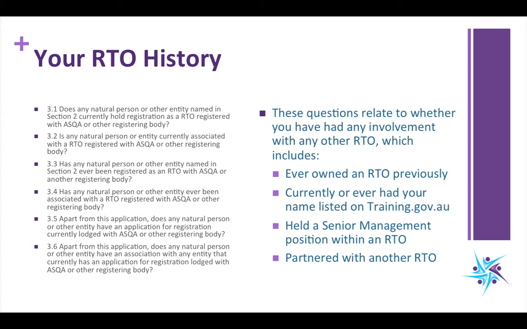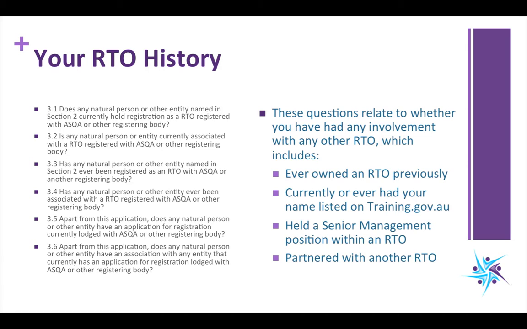Okay, as I stated, with 3, this section is your history, and it's basically your RTO history. All of these questions that we're going to be answering are related to your involvement with any other RTO. It could be that you owned an RTO previously, you're currently a director of an RTO somewhere, you currently have or have ever been listed on training.gov.au, so that might be listed as an RTO manager, it might be listed as a registration contact, it might be a general inquiry contact.